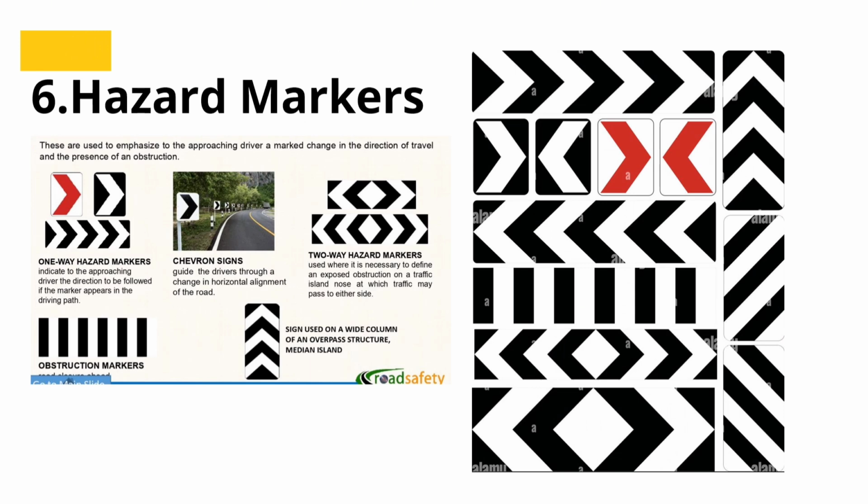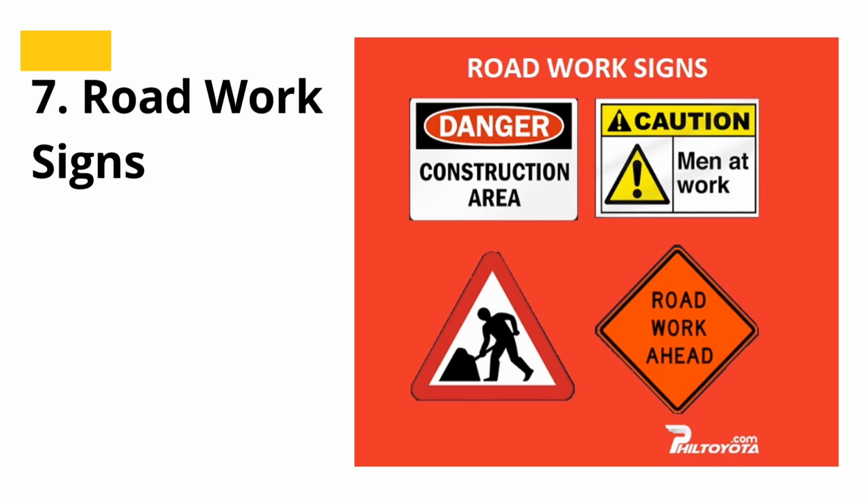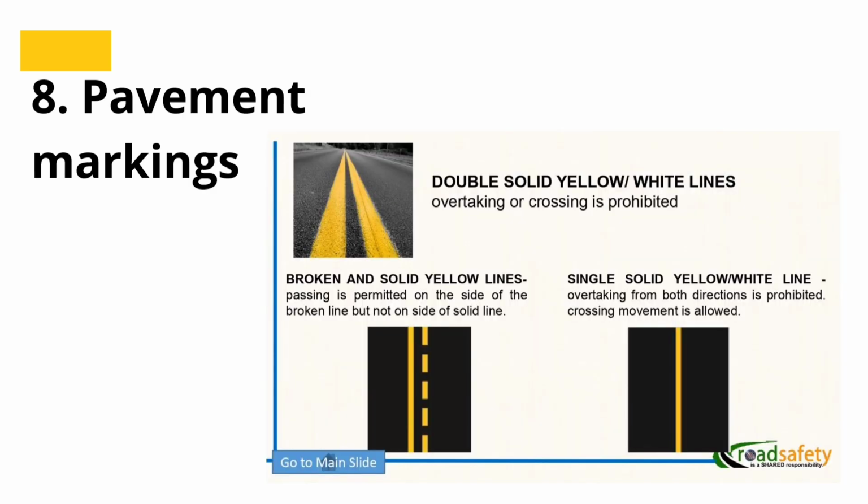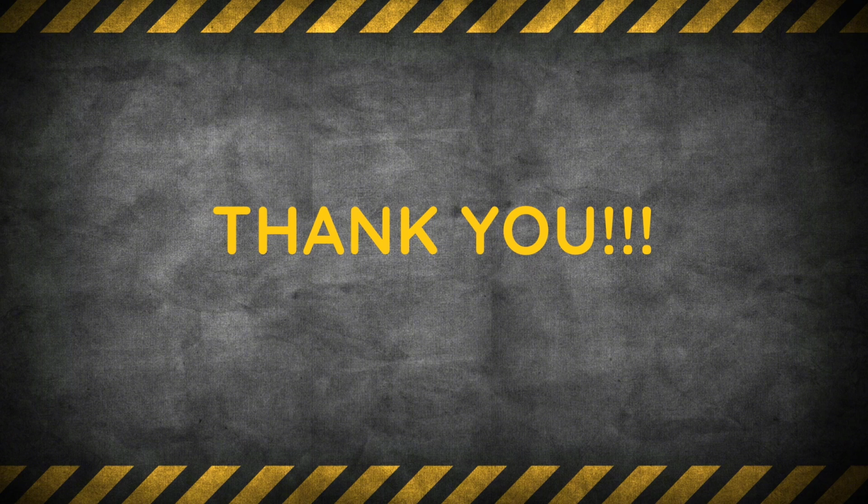Hazard marker. These are used to emphasize to the approaching driver a marked change in the direction of travel and the presence of an obstruction. And the roadwork sites. Pavement markings. That's the end of our lesson for today.